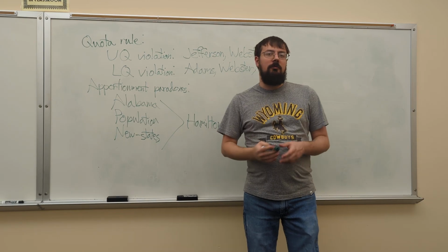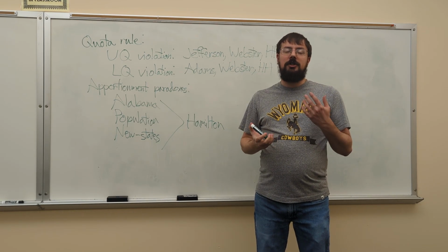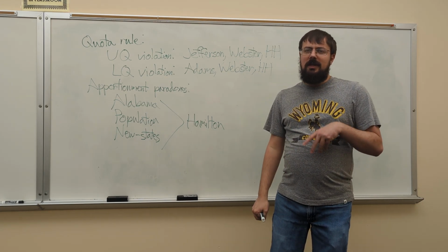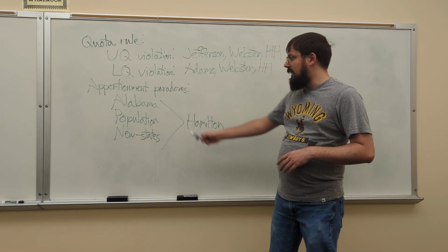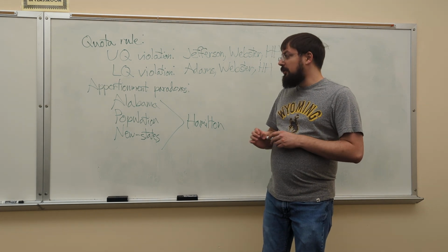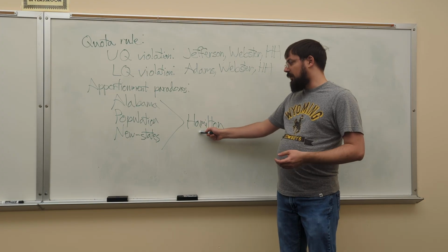Another problem that we can run into with apportionment methods is what we call apportionment paradoxes. And there's three different examples of apportionment paradoxes that we'll talk about. These are called the Alabama, population, and new states paradoxes. All three of these, of the methods that we've talked about, can only occur with Hamilton's method.